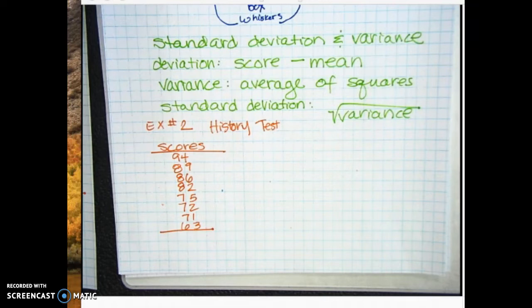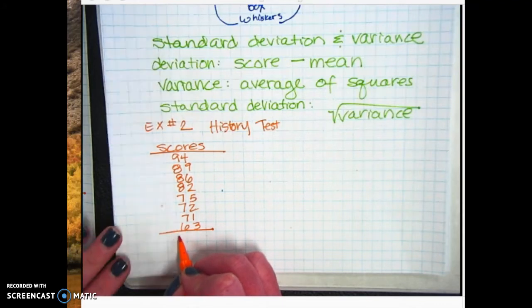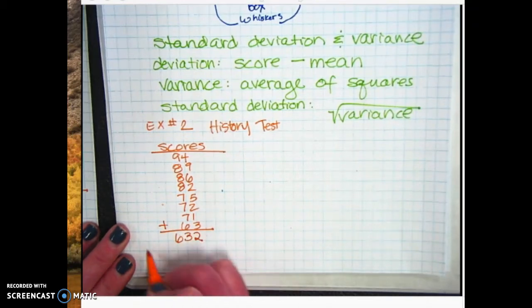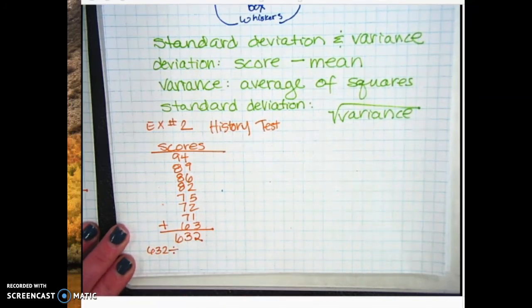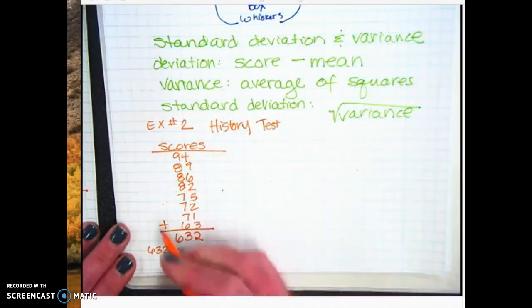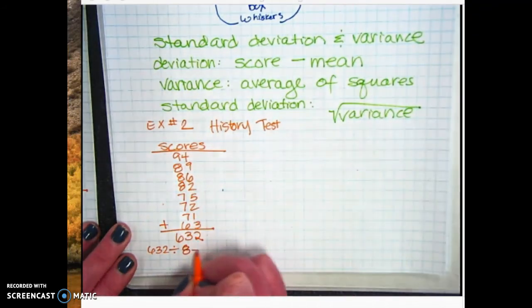So there's all the scores. The first thing we want to do is find their mean or their average. Okay, so we add them all up. Get your calculator, punch these all in. You should get what? Anybody got it yet? A number? I got 632. Then I take 632 and divide it by what? 8. There are 1, 2, 3, 4, 5, 6, 7, 8 numbers there, so I divide it by 8.